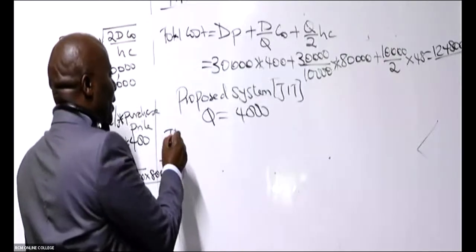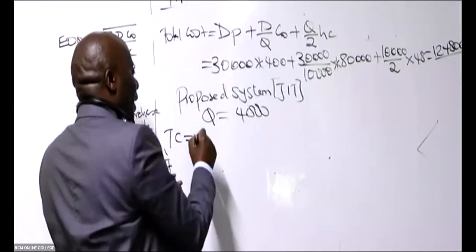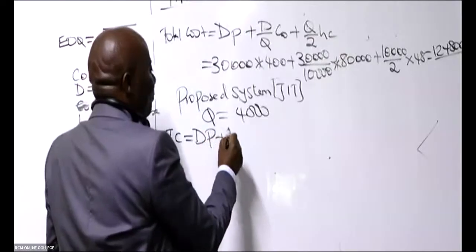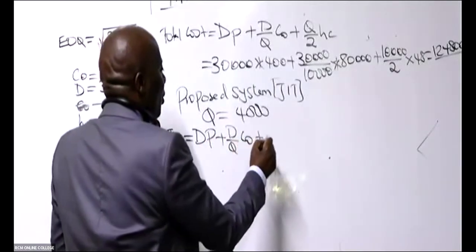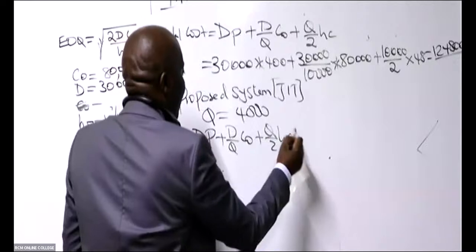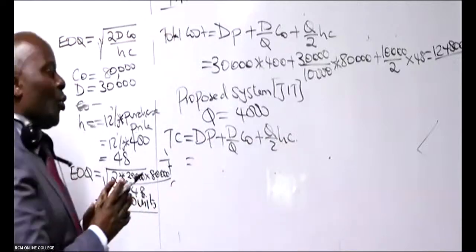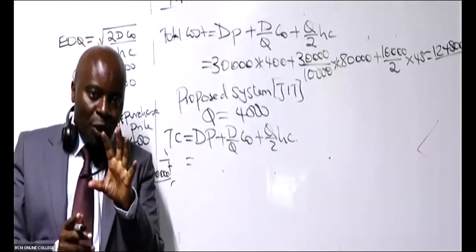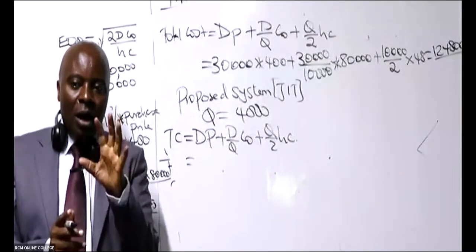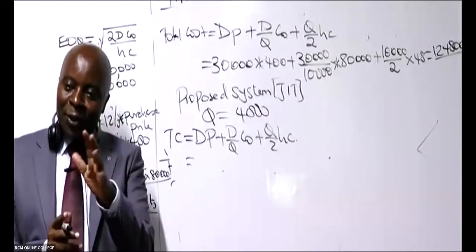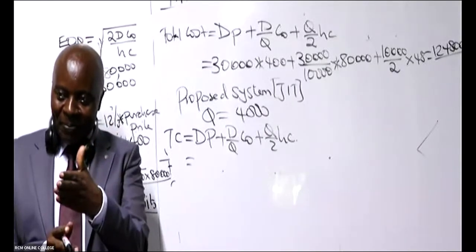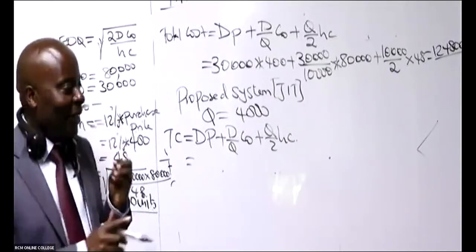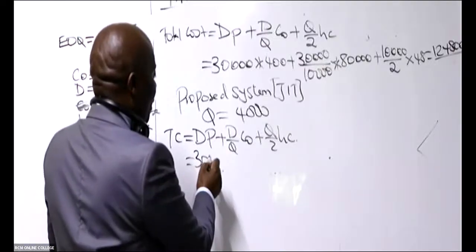I will be able to come and say total cost. I can remind the examiner severally. Total cost will be DP, D over Q, CO, plus Q over 2, HC. So in this question, do we have annual demand? Remember, annual demand is always known in advance and remains constant. So the 30,000 will not change because you have changed the system. 30,000 remains.